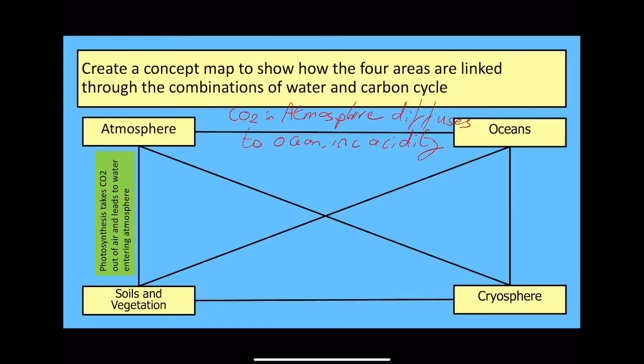We'll see shortly as well that acidity can affect the amount of photosynthesizing that is being done by things like phytoplankton. So that would be another link between the two. So what we want to try and do on a sheet of A4 or A3 is put these terms in the corners and see how many links we can make.